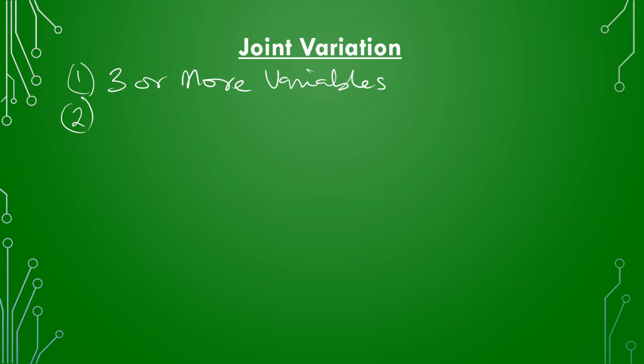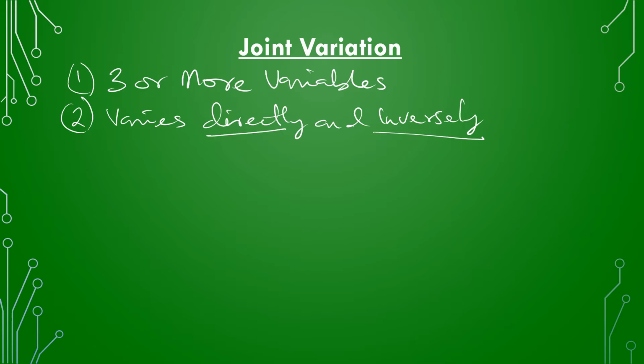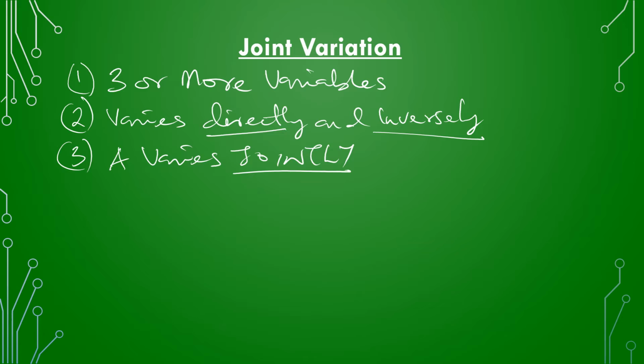The second point, if the statement has wordings like varies directly and inversely, also note that that question is under joint variation. I mean, if there's a combination of both directly and inversely. The third point, if you see statements like one of the variables, let's say A, varies JOINTLY, I'm writing the jointly in capital letters. Jointly simply means the question is under joint variation.